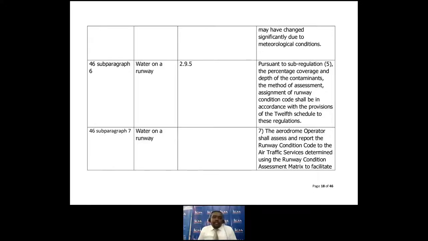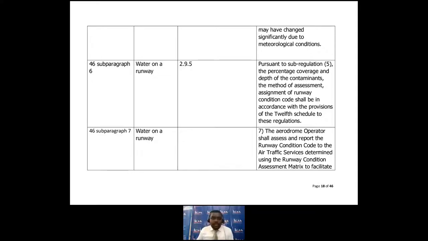And then regulation 46, subparagraph 6, water on runway. That was on section 2.9.5 of Annex 14, aerodrome design and operations. You're saying that pursuant to sub-regulation 5, the percentage coverage and depth of contaminants, the method of assessment, and assignment of runway condition codes shall be in accordance with the provisions in the 12th schedule to these regulations. Yeah, this is as a result of the global reporting format. The provision, I said earlier, is coming into force in the month of November this year.